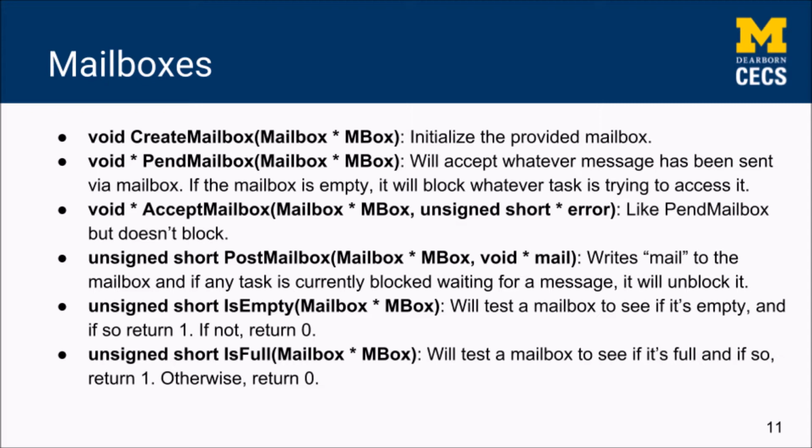Next is post mailbox, where it writes mail and sends it through the mailbox to whichever other tasks are receiving it. It's really, really important to note that it sends a void pointer. This means it's going to have to be typecast as it's received. The next two APIs are simply to test if the mailbox is empty or if the mailbox is full. This will make it easier to not have a task being blocked.